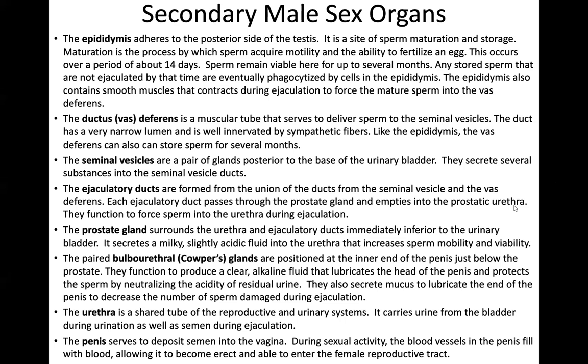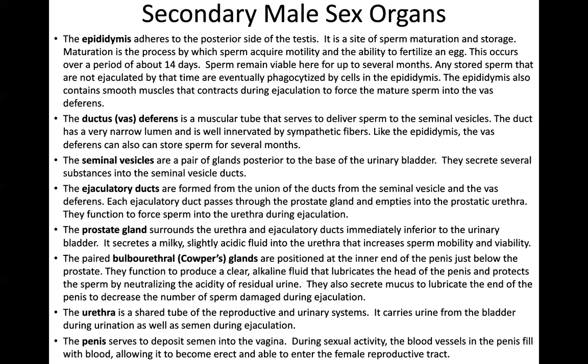Okay. Seminal vesicles are a pair of glands posterior to the base of the urinary bladder, and they secrete several substances into the seminal vesicle ducts, which will connect to what's called the ejaculatory ducts. These are formed from the union of the ducts from those seminal vesicles, but also the vas deferens, and it passes through the prostate gland, emptying into the prostatic urethra. And so that's its job: first force sperm into the urethra during ejaculation. The prostate gland is going to surround the urethra and ejaculatory ducts immediately inferior to the urinary bladder. It secretes a milky, slightly acidic fluid into the urethra, increasing sperm motility and viability.